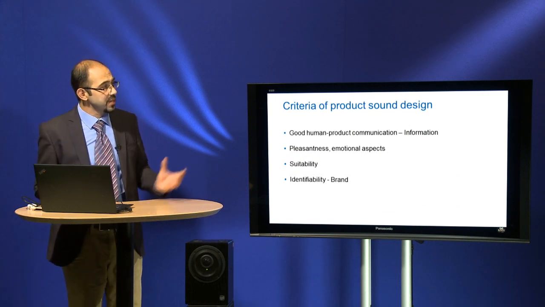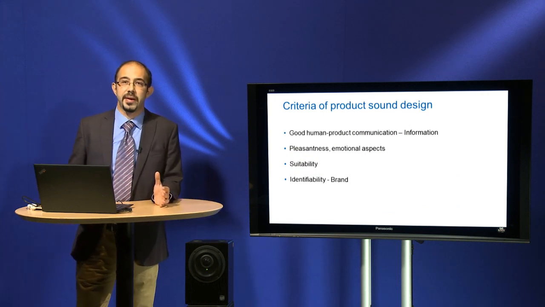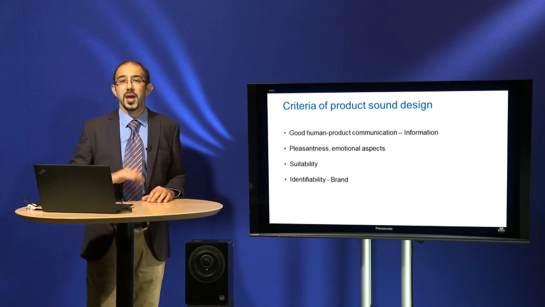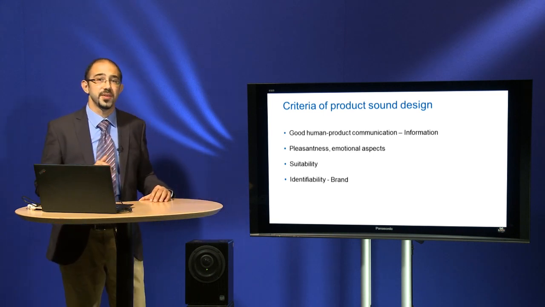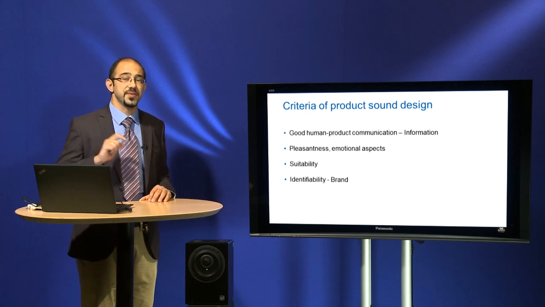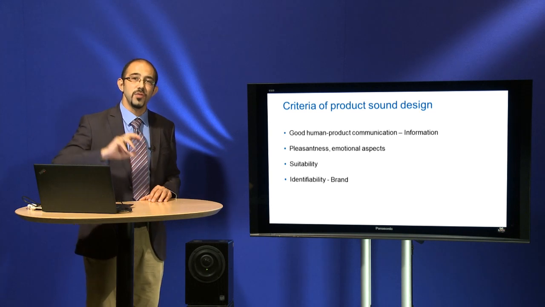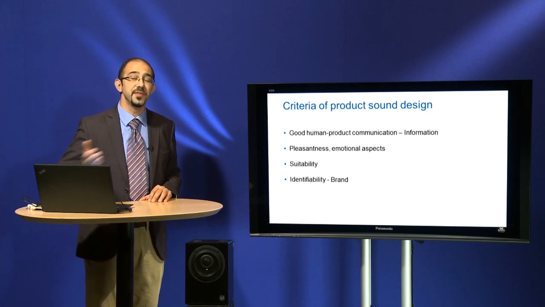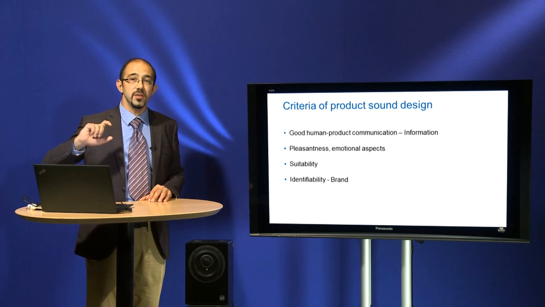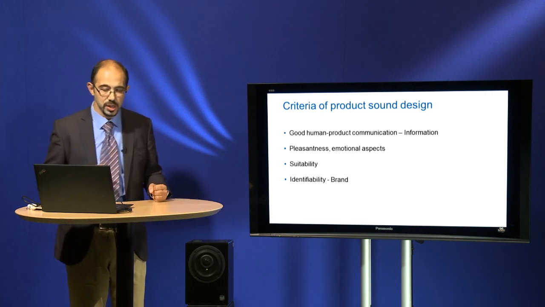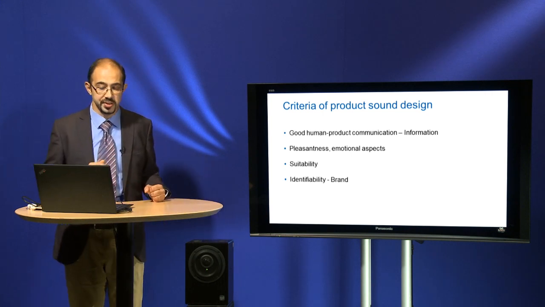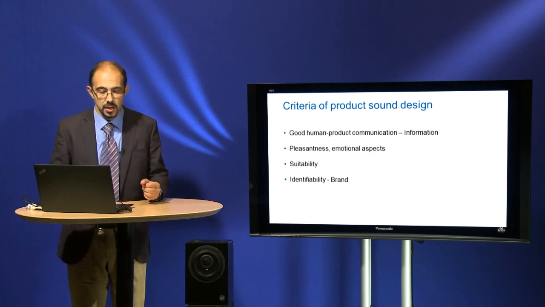If we want to define the criteria for product sound design, good human-product communication, as I already explained, is very important. At the end, we are communication engineers and we should define which information should be delivered and in which way. And we don't need some information which is not relevant for the users. In that case, we should reduce it. At the same time, of course, emotional aspects are quite important, and also pleasantness.